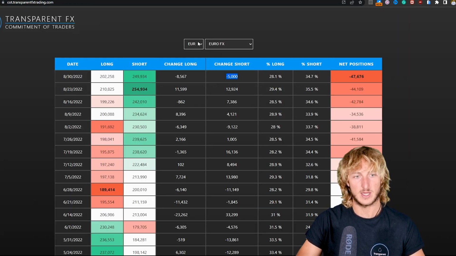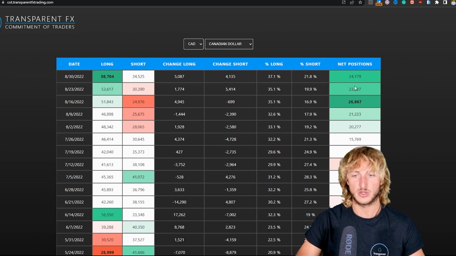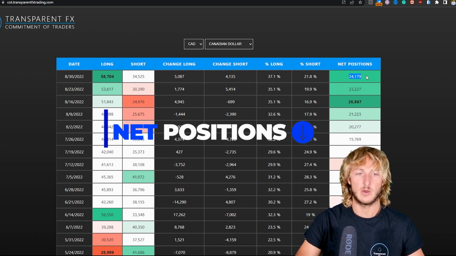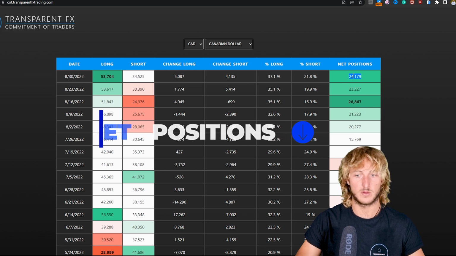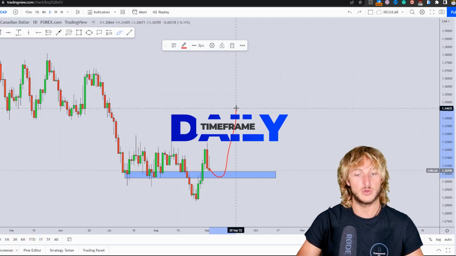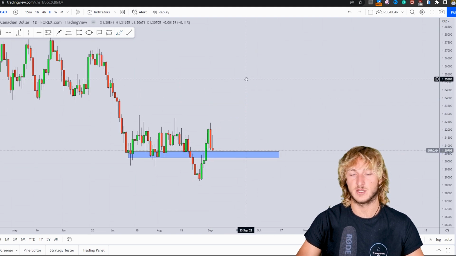And if we go and see what we have when it comes to the CAD, overall on the CAD, we're seeing net positions getting brought from 26k to 24k. Now, if we go from 26 to 24, this means that we're getting a decrease in the net positioning, which overall is supposed to make the CAD weaker. And a weak CAD is exactly what we need if EURCAD is to create a rejection to the upside.